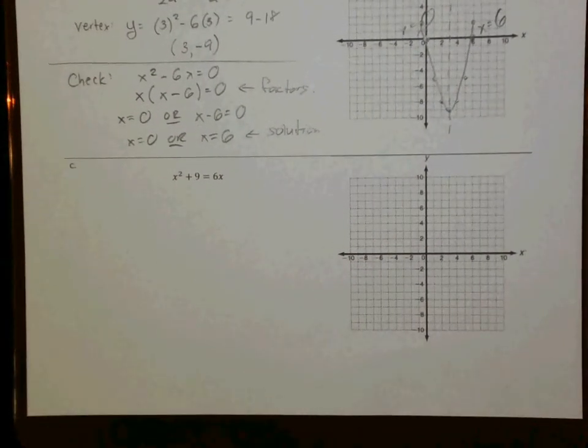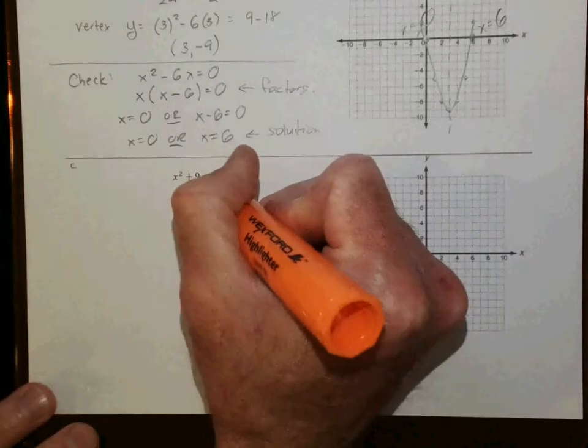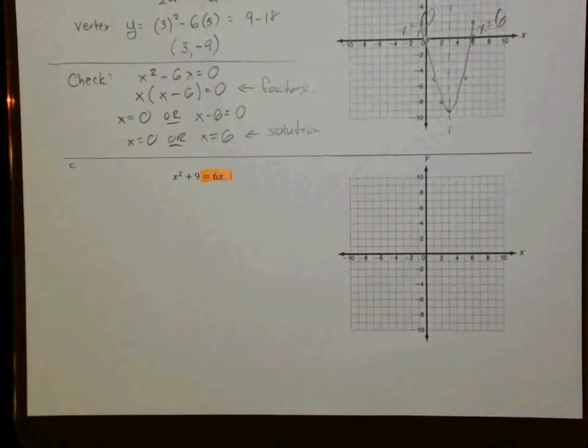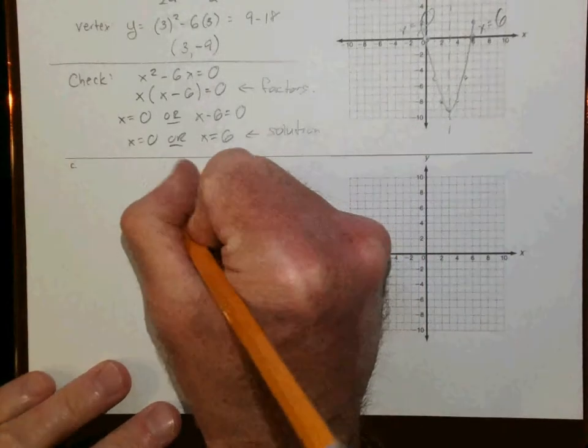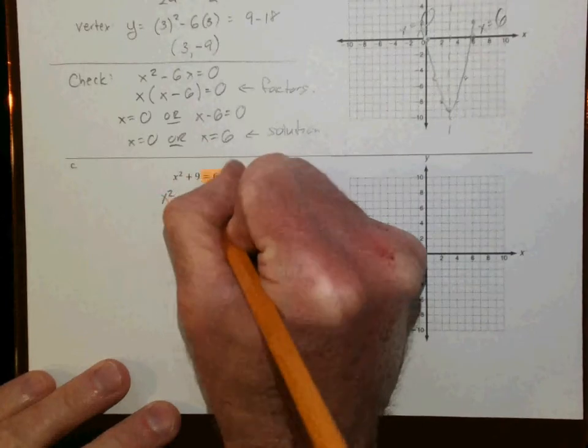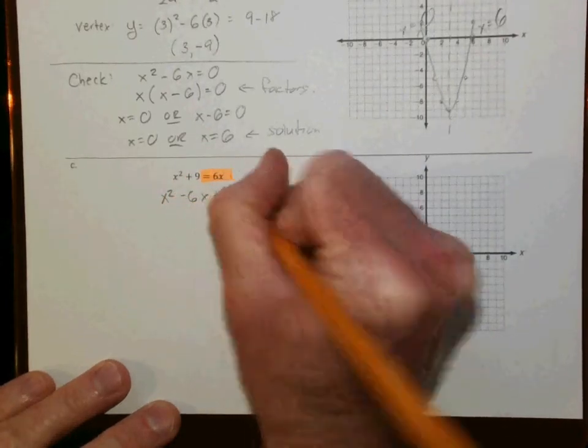Okay, today's last video is going to take us through example 1, part C. The real only difference here is this is not equal to 0. So I'm going to have to subtract 6x from both sides to get it equal to 0. I will get x squared minus 6x plus 9 is equal to 0.